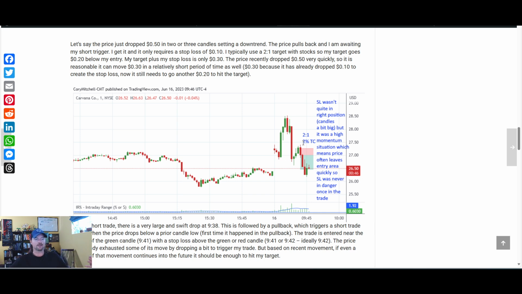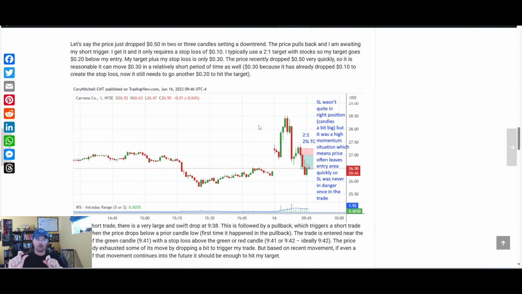Then I'm reassessing. Do I still want to take the trade? How's the risk reward looking? Does it still look like it's a downtrend? All that sort of stuff. So that's another one. Basically looking at size of movements relative to your profit target. Is it going to be easy for the price to hit your profit target?